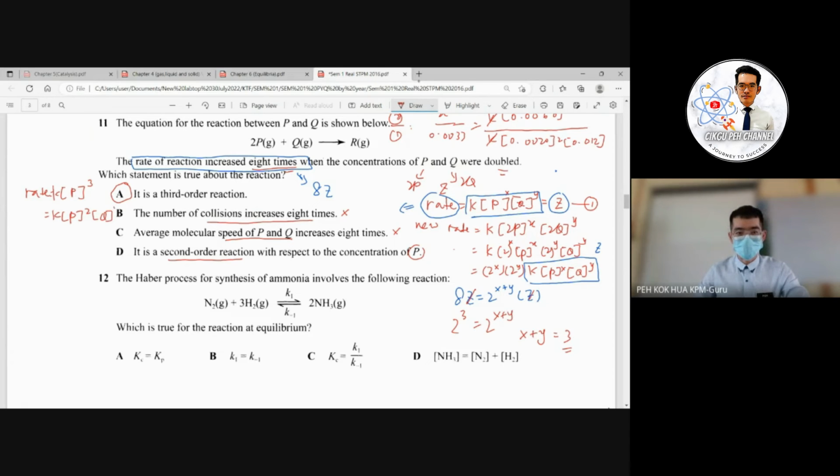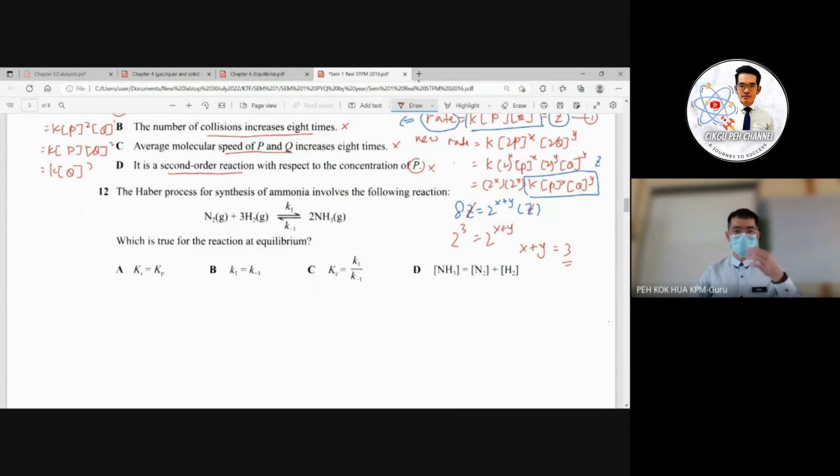This statement is correct, but it also does not cover all rates, because the P may be third order. Maybe the P can be first order and Q second order, or the P can be zero order and Q third order. So the D is also wrong. So the best answer here will be A.